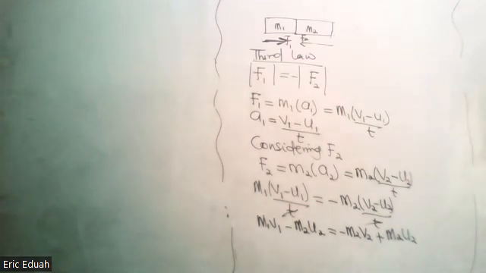Now let's group all the like terms. Okay, u's at one side, v's at one side.